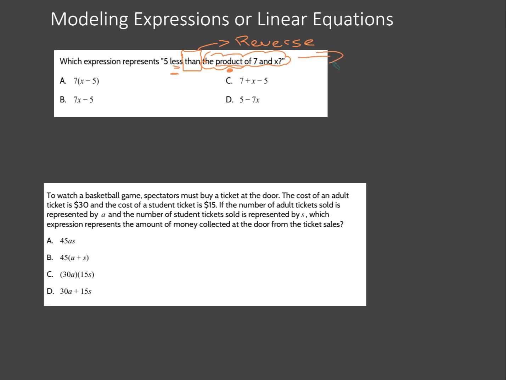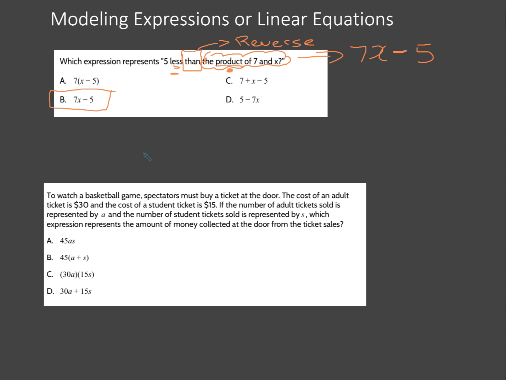So that would be 7x. And then less, which is minus, and then 5. So your expression is 7x minus 5. And if we look at our answer choices, the answer is B.